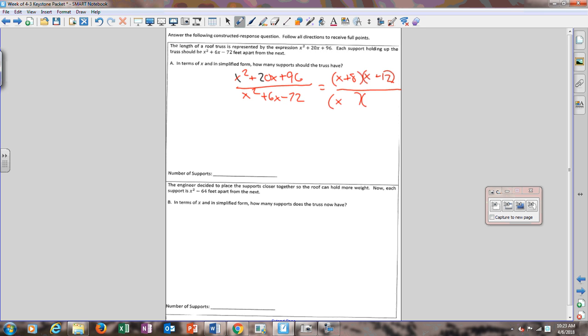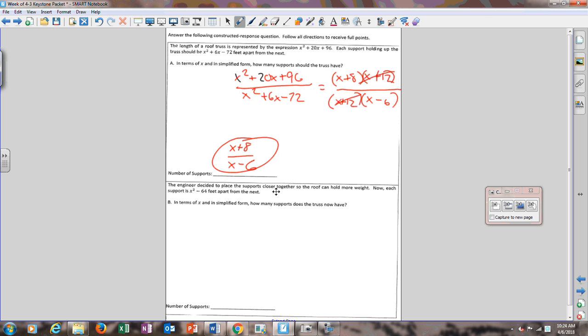Okay, on the bottom, it's going to be x squared plus 6x minus 72. The most common one for 72 would be 8 and 9. But when we add those together, it's not going to give us 6x. So let's do 12 and 6. So it'd be plus 12 and x minus 6. And these two cancel out. And you're left with x plus 8 over x minus 6. That's your answer in simplified form.